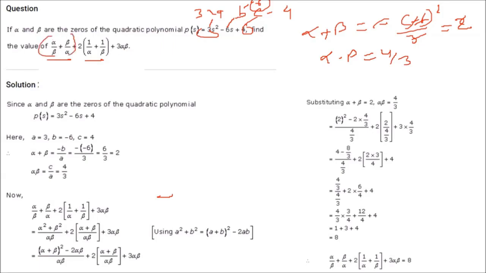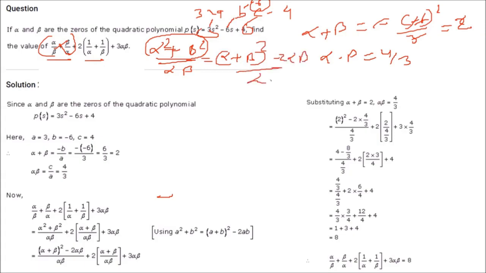Now this will be alpha square plus beta square by alpha beta. Now this alpha square plus beta square can be written as alpha plus beta whole square minus 2 alpha beta by alpha beta, right? This has been done. Now let us come to, so that is why we have written for this one, this whole has come. How about 1 by alpha plus 1 by beta?